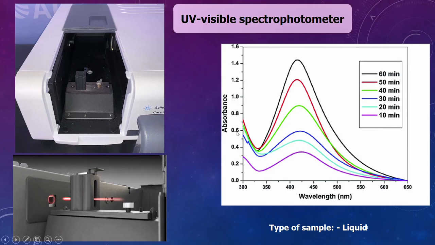In this example, you can see the peaks are near 425. So 425 is the characteristic peak of the particular nanoparticles. They have checked at different time periods, after the preparation at 10, 20, 30, and 60 minutes. So there's a difference in the absorbance of the nanoparticles based on time.